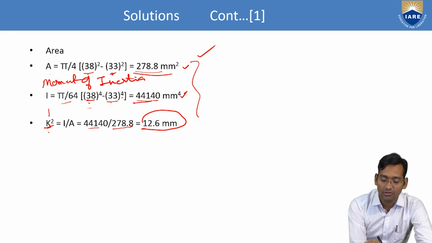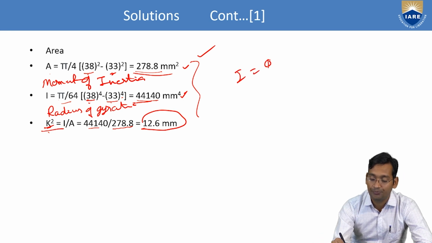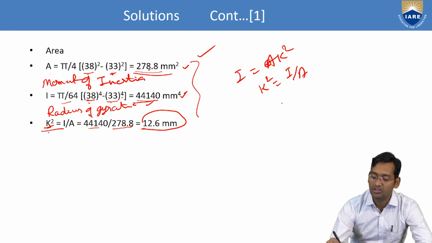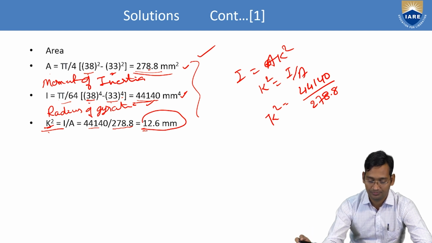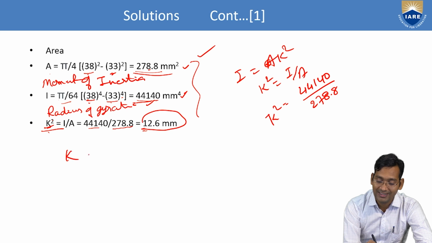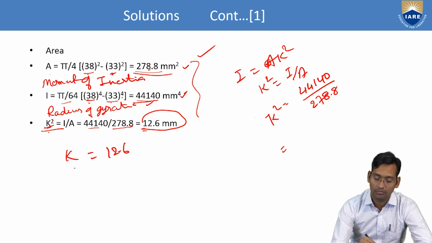Next, what is required is the radius of gyration, K. For that the formula is simply, because we know that I equals A K square, right? So from here K square will be I by A. Already we have A, we found I. So simply put I as 44,140 divided by A, 278.8. So this is K square. After simplifying, sorry, this is the K value. So K is 12.6, not K square. K is 12.6. So from here you got K.